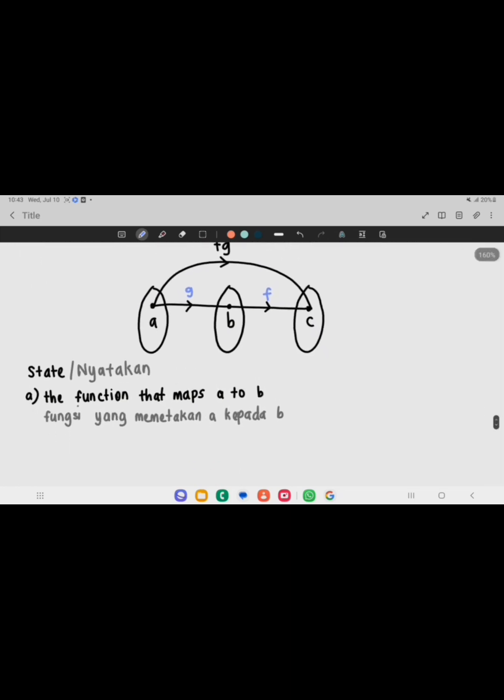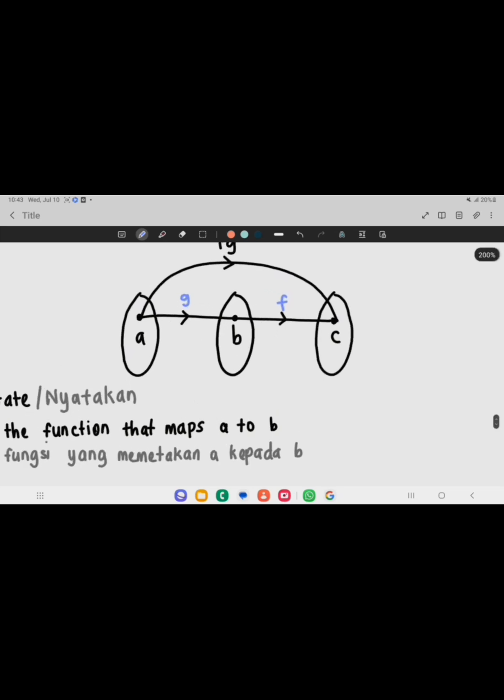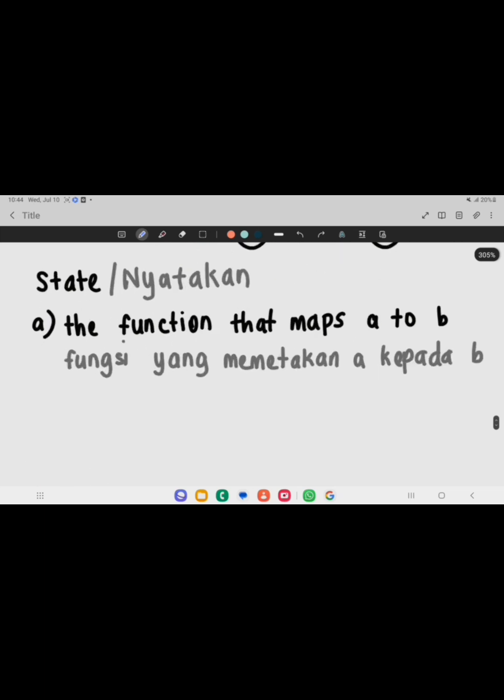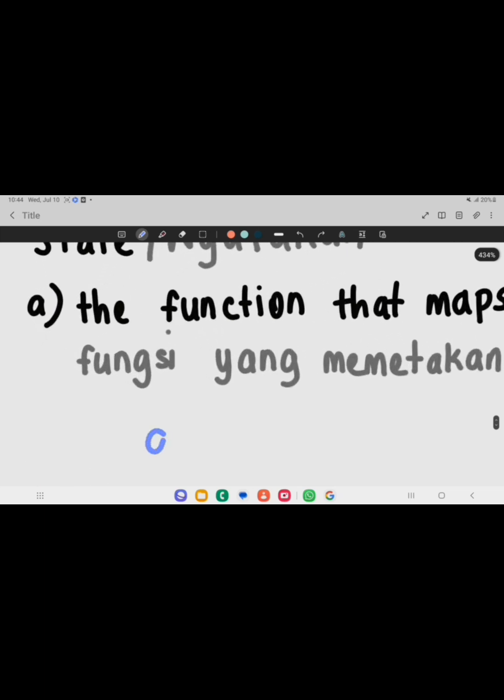the question. Now, the question asks you to state the function that maps A to B. Fungsi yang memetakan A kepada B. So, what is the function that maps A to B? We have already analyzed earlier, right? So, the function that maps A to B is G. So, that is the answer. So, for the A question, the answer will be G.